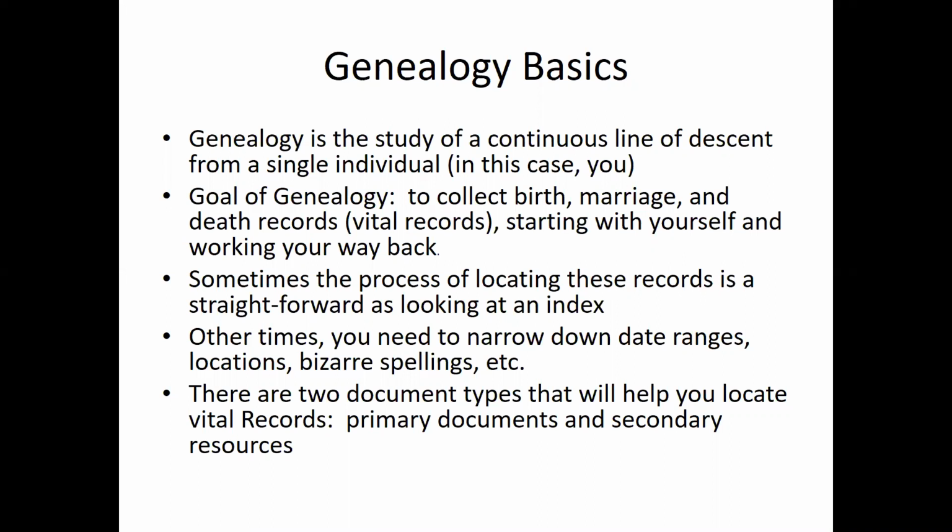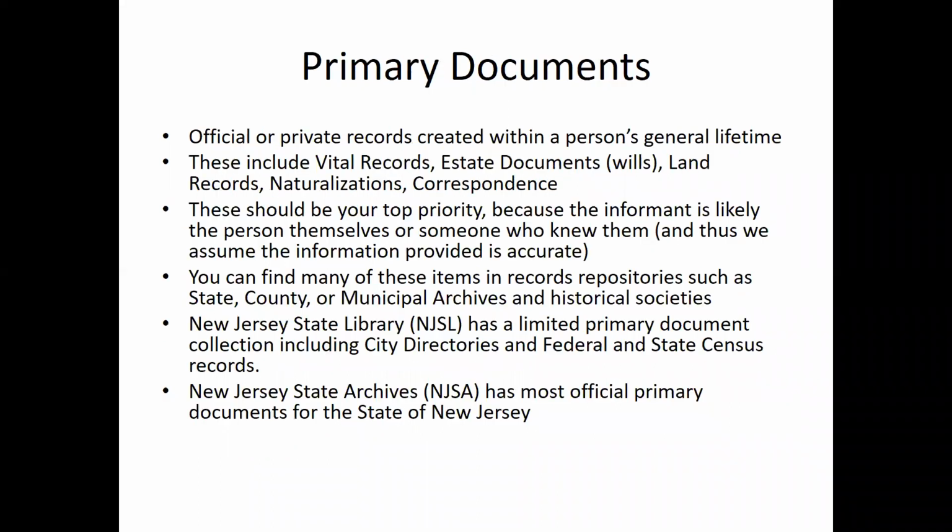So there are 2 document types that we are going to use to help you locate vital records. And these are primary documents and secondary resources. So what are these things? Well, primary documents are basically records. They are records that were created within a person's general lifetime. And we say general lifetime because the period immediately after a person's death is important. That's when the death certificate is issued. It's where probate records come in if there were any court cases related to probate or an estate. But they are roughly contemporary records to the person who you are chasing after.